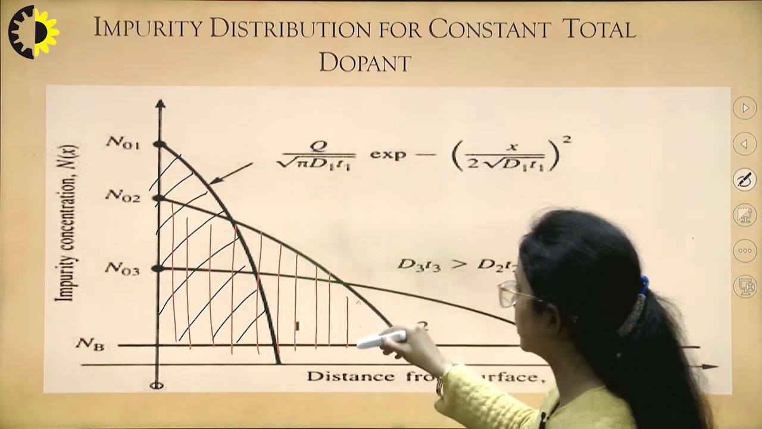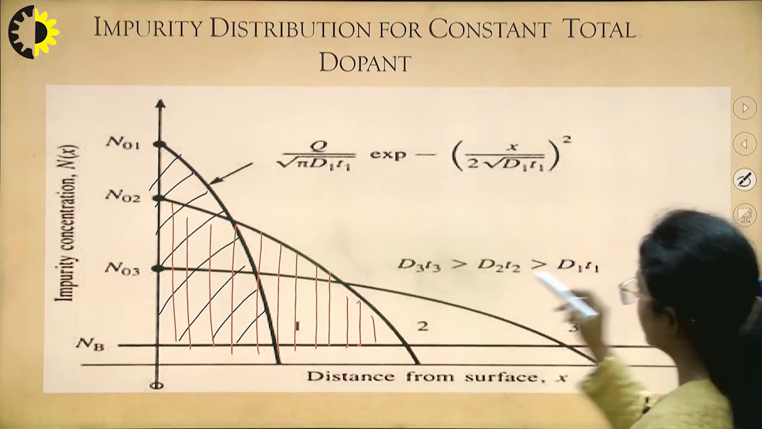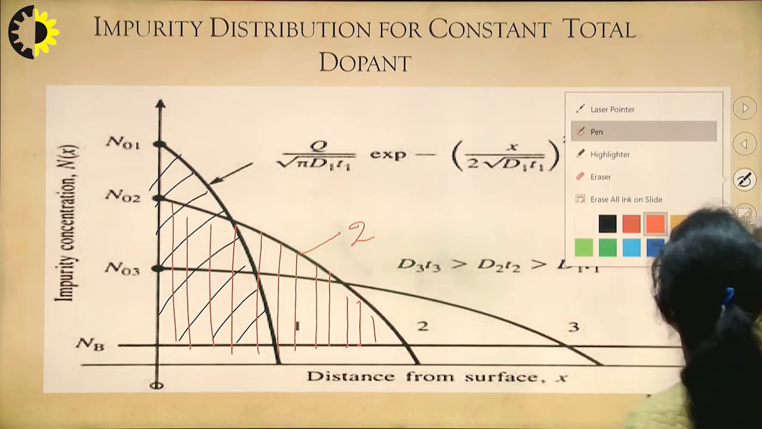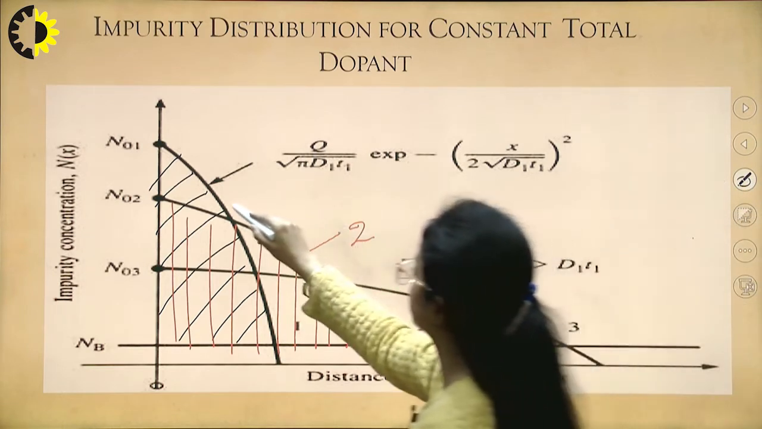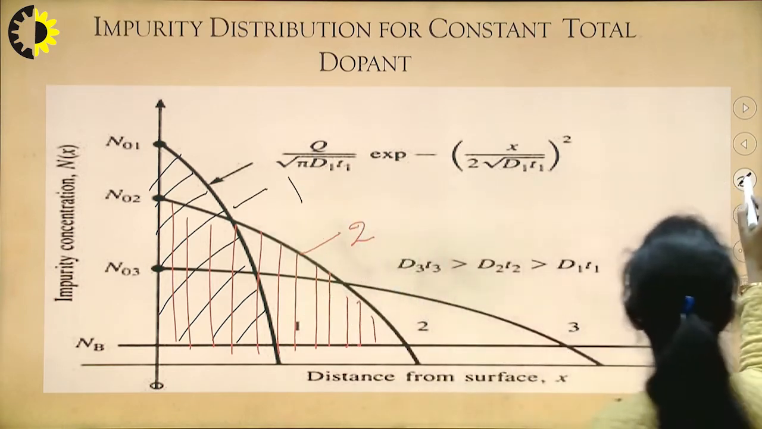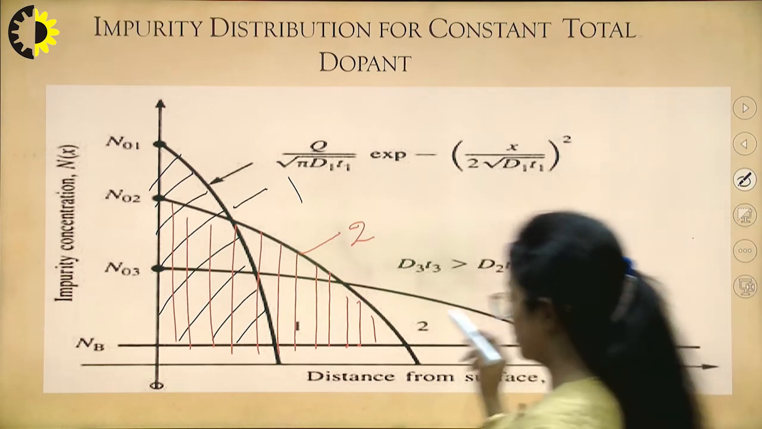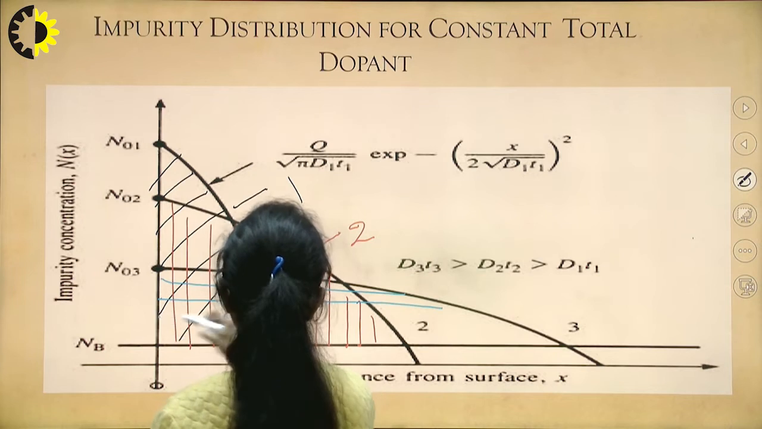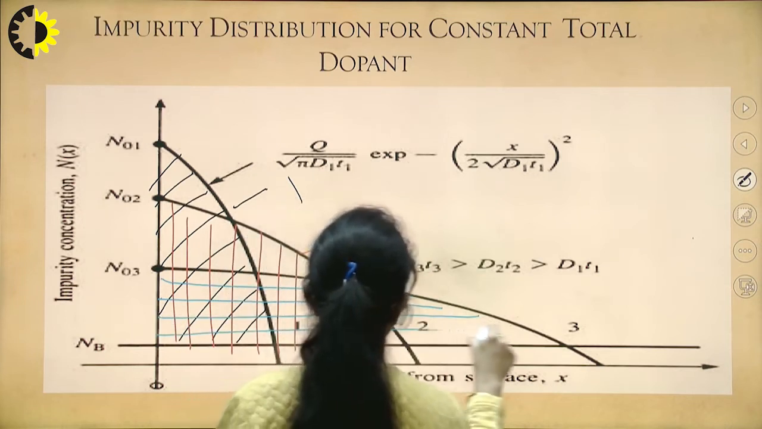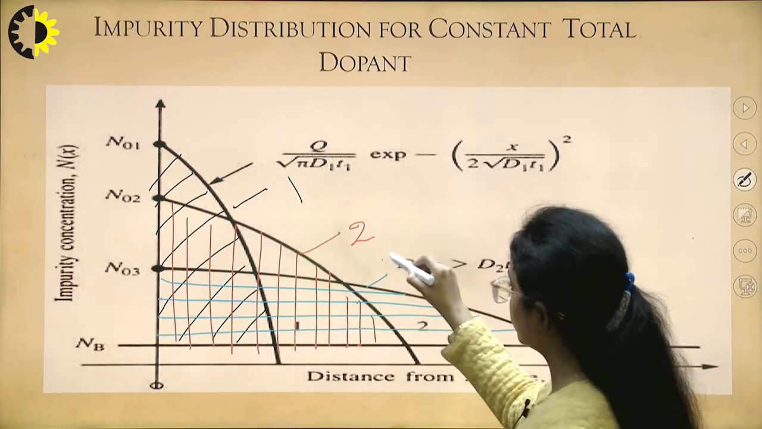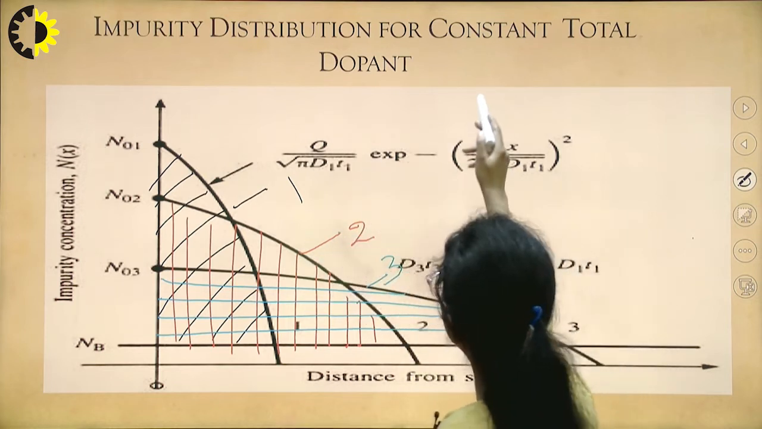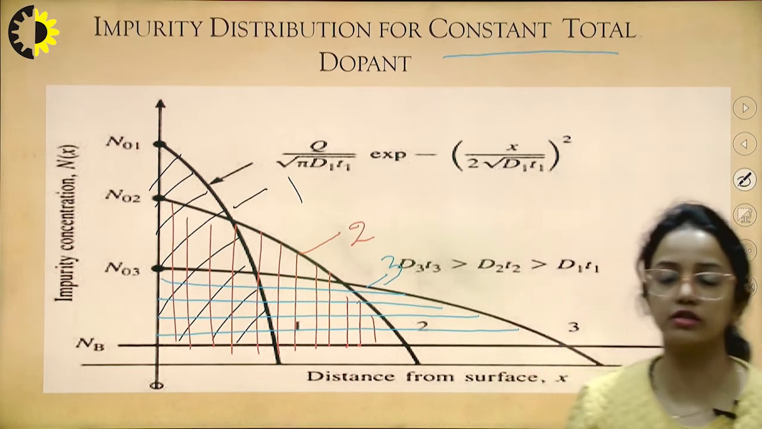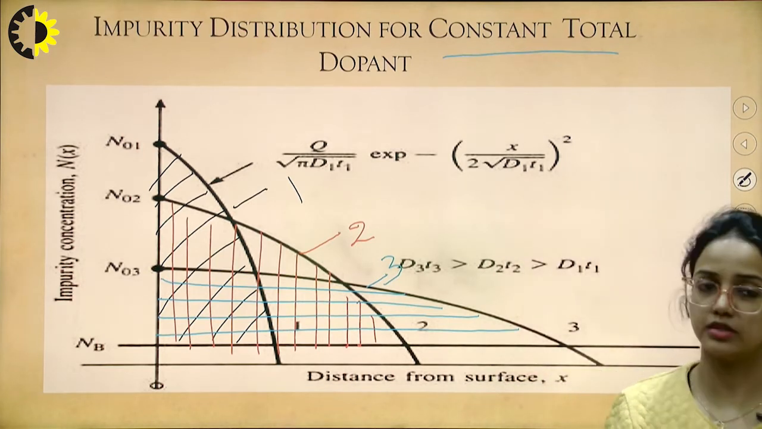So here this is the area, this is the second curve, and the black one is the first one, and now I am going to discuss the third one. So the third one is this one. So we can see here, when we have the constant dopant, the area inside all three curves, that is 1, 2 and 3, will remain the same.